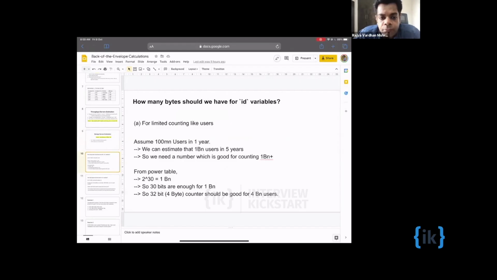Okay, how many bytes should we have for ID variables? Some kind of identifier variables. And this is a question that comes very often to our mind when we are doing the schema design.